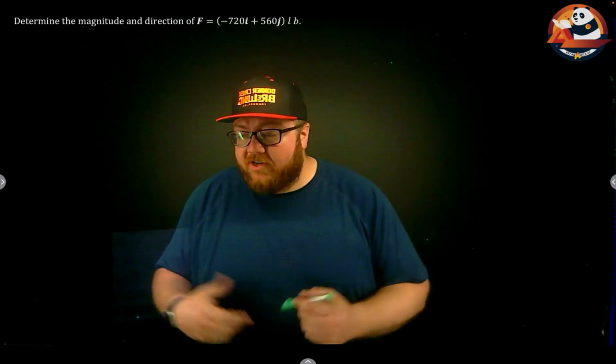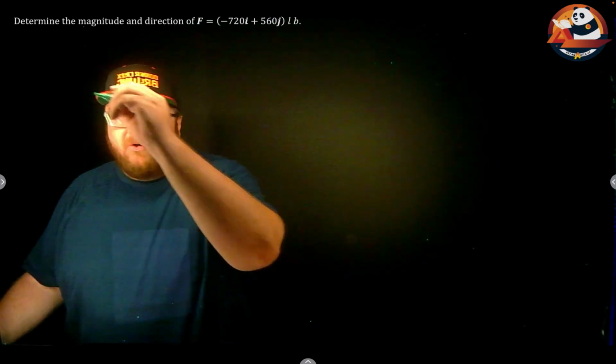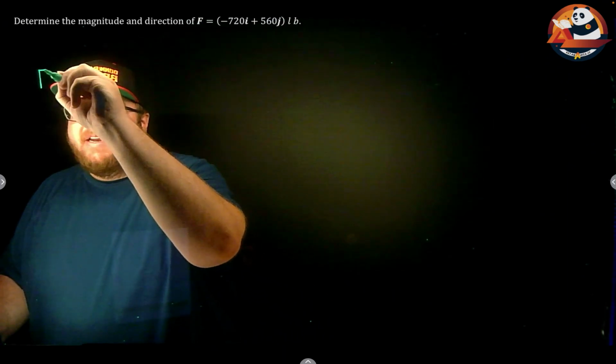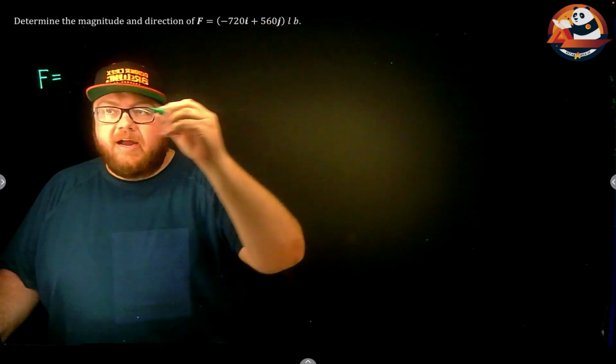Let's find the magnitude and direction of our Cartesian vector. F is negative 720i plus 560j pounds. For doing this, I need to get to my magnitude. I can do that just using the Pythagorean theorem, where my force magnitude should be, this is really an x component and a y component.